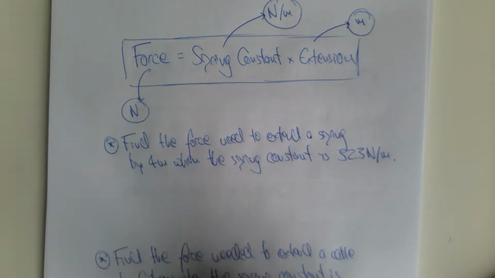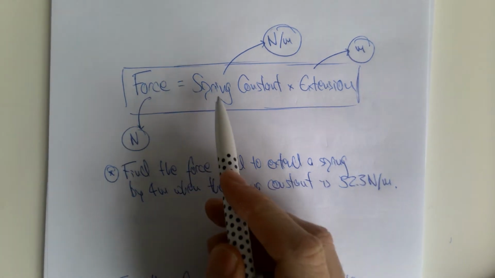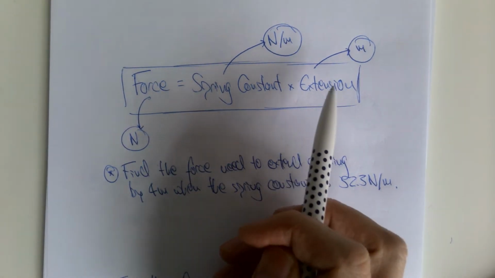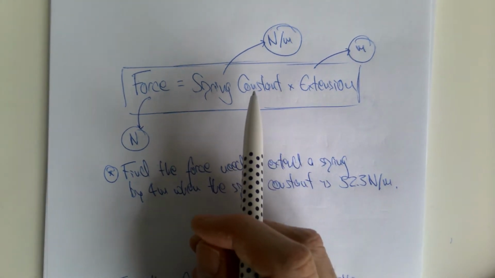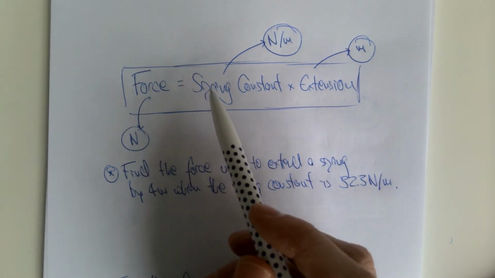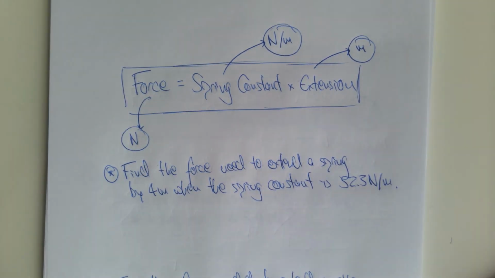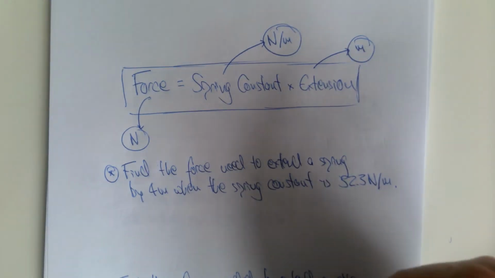So, welcome to our worked examples of how to use the force equals spring constant times extension equation that you will have been learning about in your recorded online lessons. As you'll see, the units for each of these terms are important because whenever you are trying to use this equation, you want to make sure that the terms are in these units in order to get correct answers.